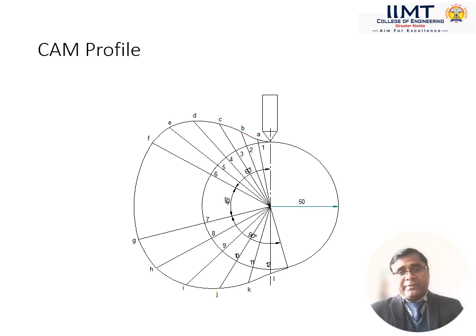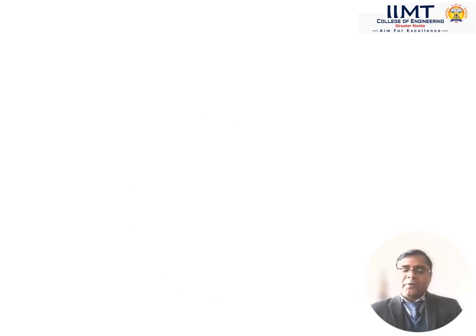I have divided it into six parts, and basically the follower displacement is taken from the displacement diagram. So A, B, C, D, E, F. These points are marked from the follower displacement diagram, and the points are joined with the help of a curve. So the curve obtained is known as the cam profile.